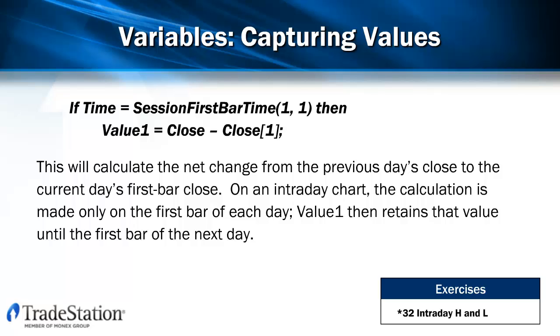This gives us the ability to look for events and then capture an important value related to that event, and then use that value somewhere else in our rules, either as a part of a strategy or part of an alert or part of an additional calculation. But the key mechanism here that you need to understand is that variables hold their value bar by bar.